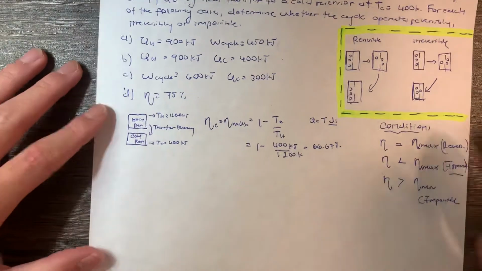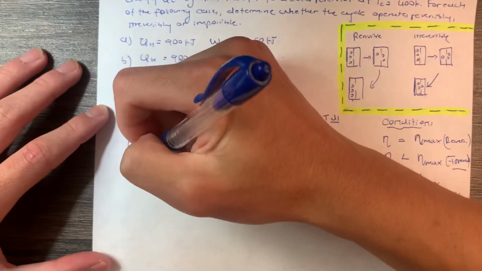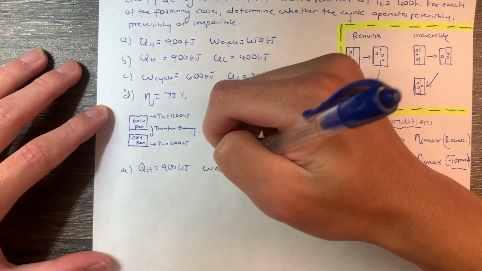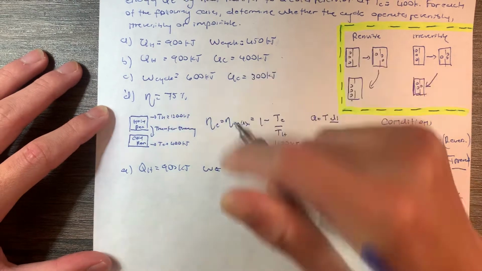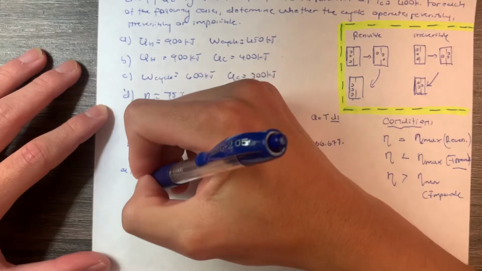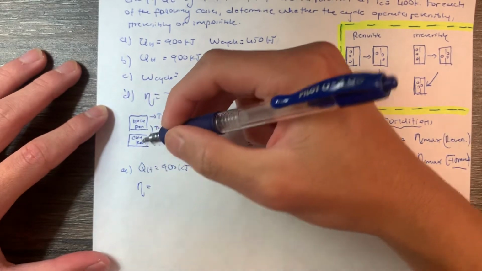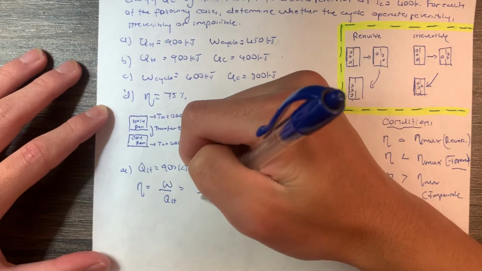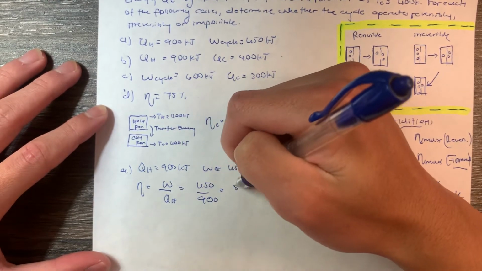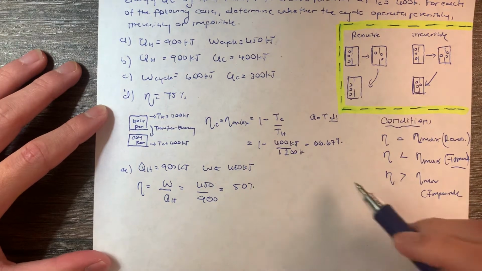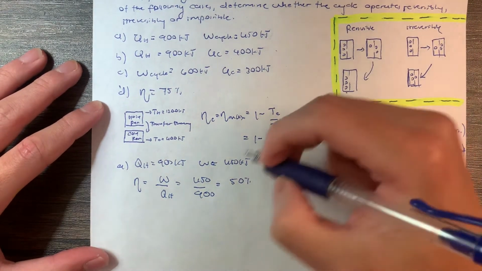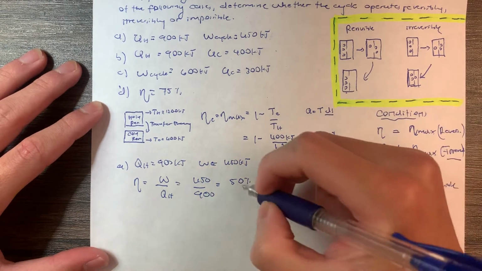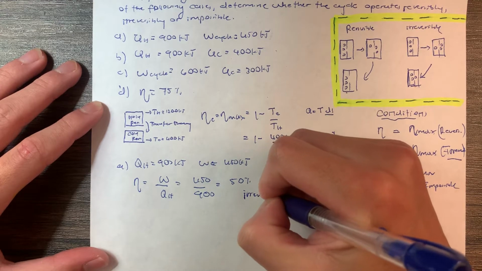So let's run down through each of the following cases. For A, we have Q H equal to 900 kilojoules, and the work is 450 kilojoules. To find the efficiency, we simply take work divided by Q hot, which is 450 divided by 900, and that turns out to be 50%. When we compare that to the maximum efficiency of 66%, 50% is obviously less than the max, so we would say that it is irreversible.